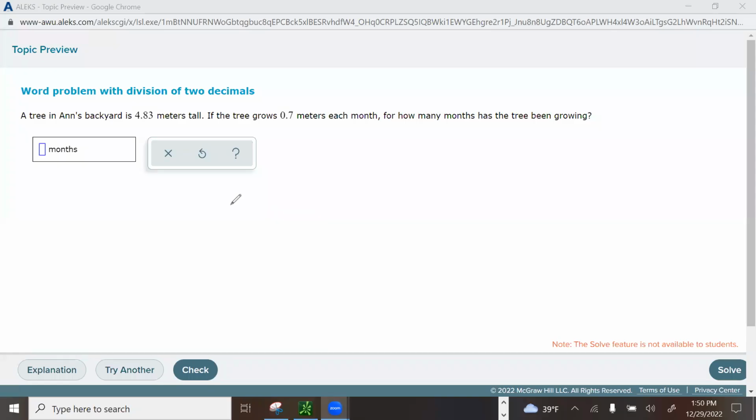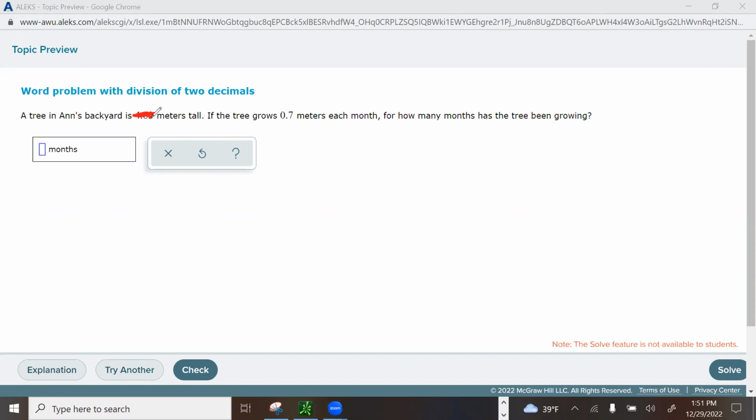Okay, so next one. A tree in Anne's backyard is 4.83 meters tall. If the tree grows 0.7 meters each month, for how many months has the tree been growing? That might be a little confusing. Here's another technique I do sometimes to make it a little easier for myself. Sometimes I'll just say, how about if I just change their numbers for a moment, just to get comfortable with the problem?